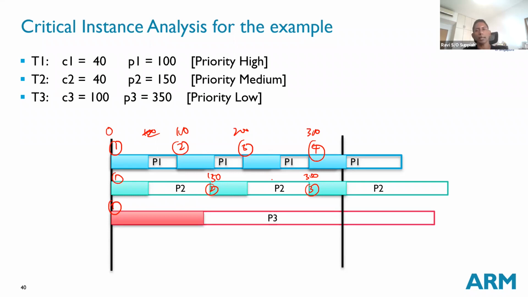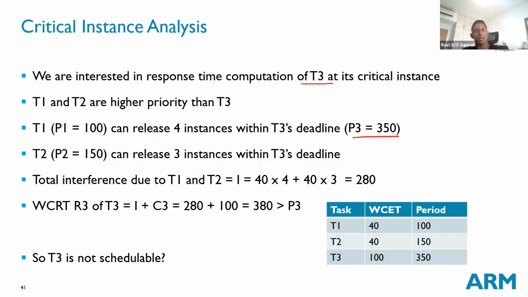So those are the interfering tasks that are going to affect my timing for task 3. Now if I put that into my calculation for interference, I have 4 instances of task 4 and 3 instances of task 2. That gives me a total interference of 280.